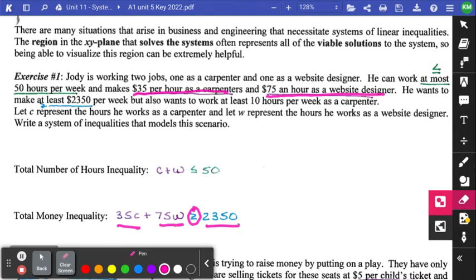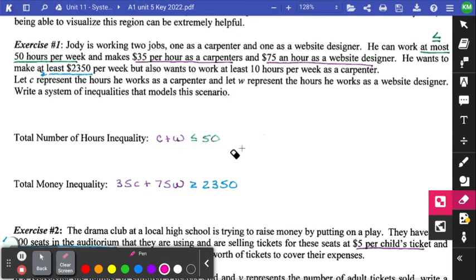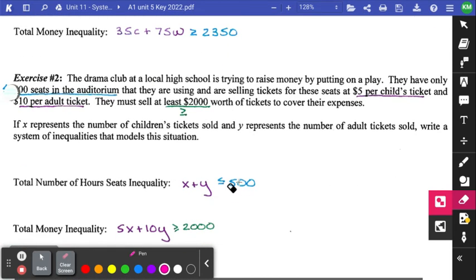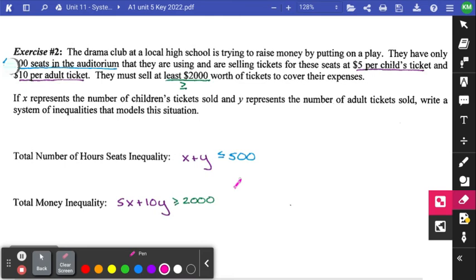The next problem, we're going to do the same thing, and then when we get to the next page, we'll do another step. Okay, drama club at a local high school is trying to raise money by putting on a play. They can only have, I believe that says 500 seats in the auditorium. So that means less than or equal to. In theory, you can't have people just standing there.